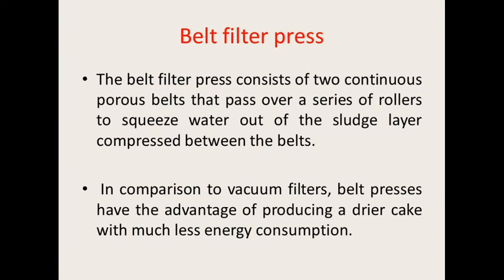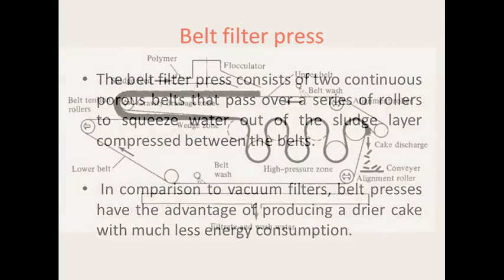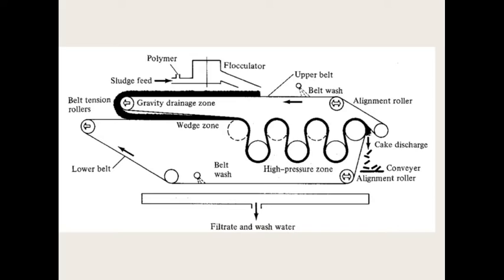Okay, so that is one of the major advantages of the belt filter press over the vacuum filter, which produces a drier cake with much less energy consumption. You can see the working of this belt filter press, in which the black-colored belt is fitted with rollers, and you can see the belt wash water.